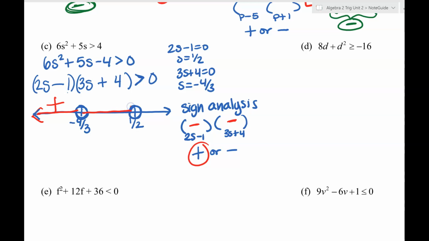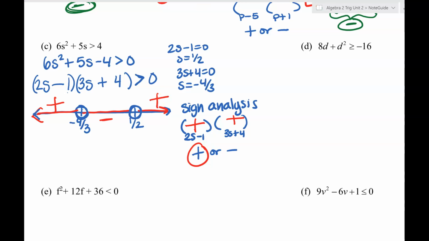Then between -4/3 and 1/2, maybe I'll try 0. This would be negative and this would be positive, resulting in a negative. And then beyond 1/2, so maybe I try something like 5. 2 times 5 is 10 minus 1, it will be positive. 3 times 5 is 15 plus 4, and those result in positives.